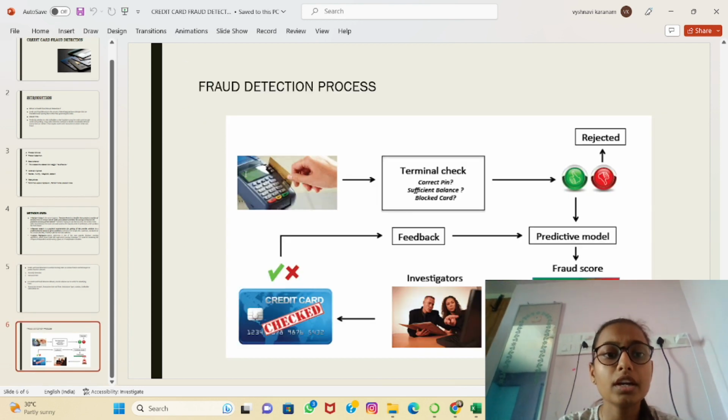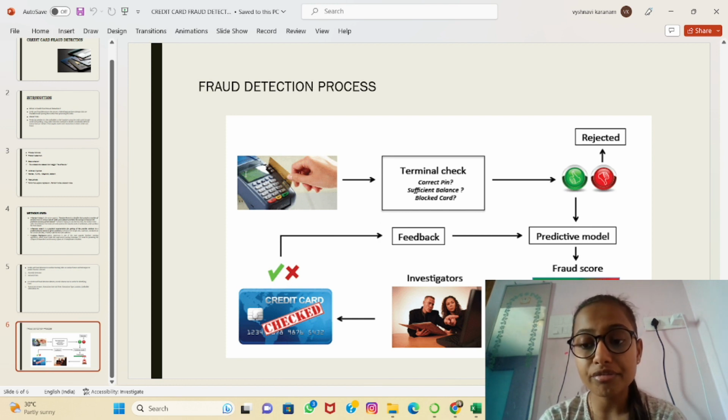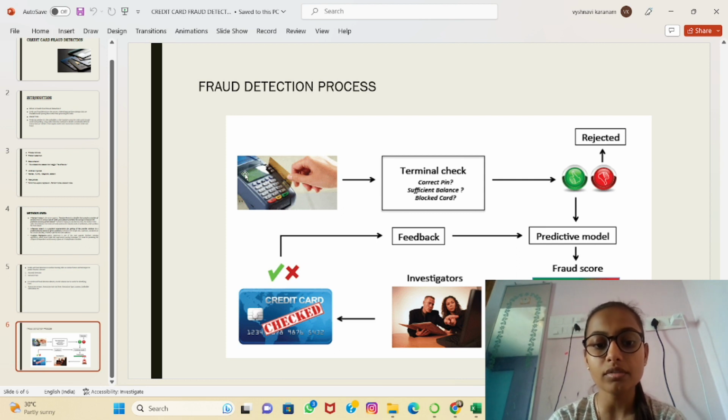This is a basic diagram of the credit card fraud detection process. First, the terminal checks whether the entered PIN is correct, whether there is sufficient balance, or whether the card is blocked. If yes, that is a valid transaction. If not, it is going to reject it. If it is a valid transaction, it further checks the fraud score. If the fraud score is high, then it is going to be investigated, and if the fraud score is okay, like it is good, then the credit card transaction will be valid.